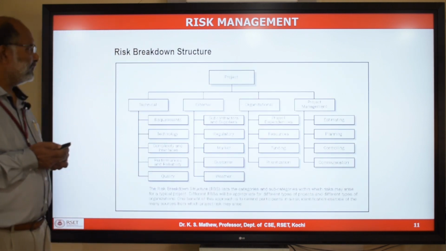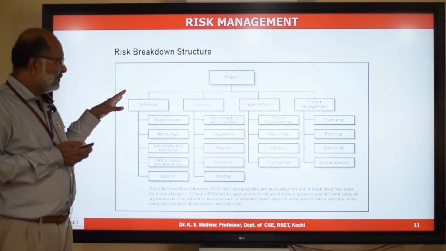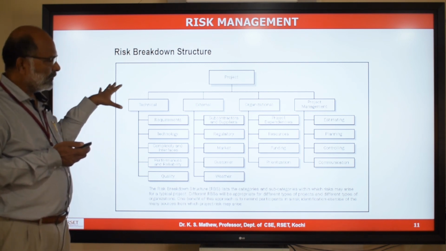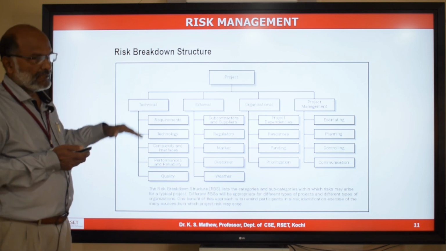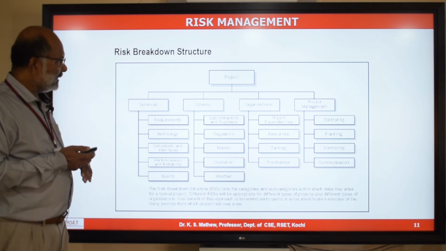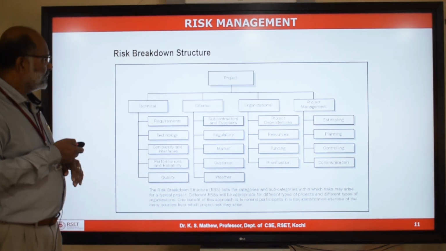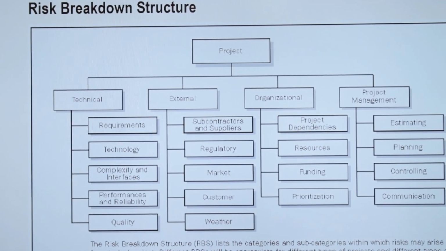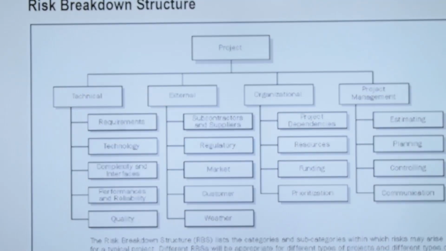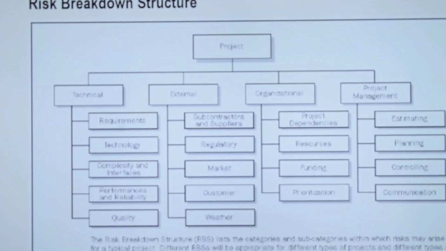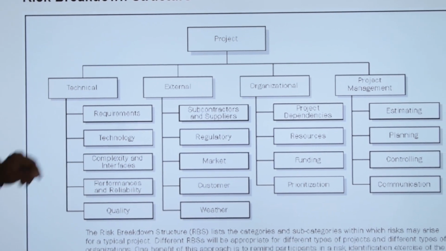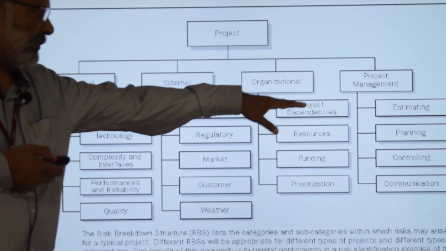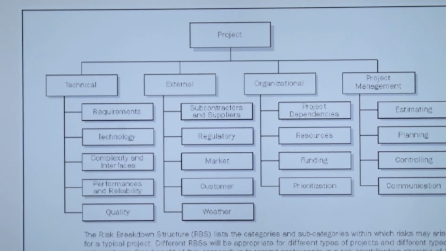So if you put those 4 categories of risk or 4 sources of risk as a hierarchical chart or a tree structure chart, it will look like this. You will have 4 major categories: technical, external, organizational, and project management. Under that, you have subcategories like requirement, technology, complexity, interfaces. And under project management, you have estimation risk, planning risk, controlling risk, etc.